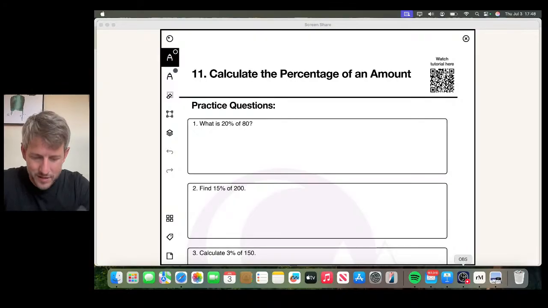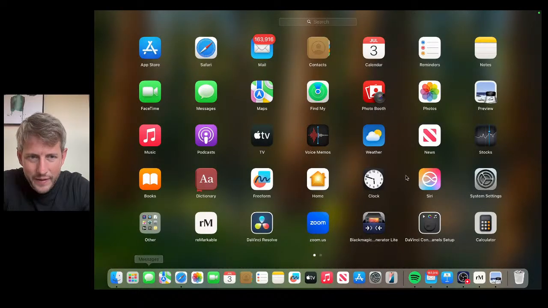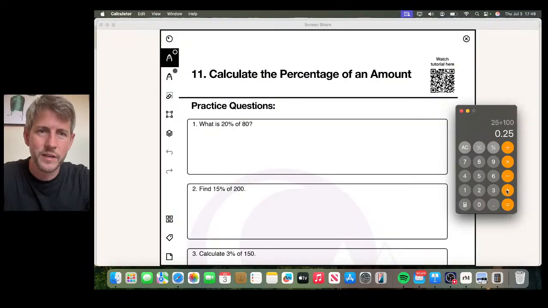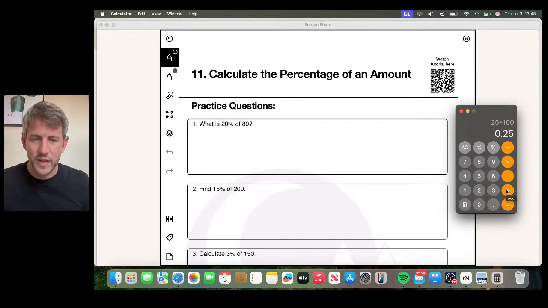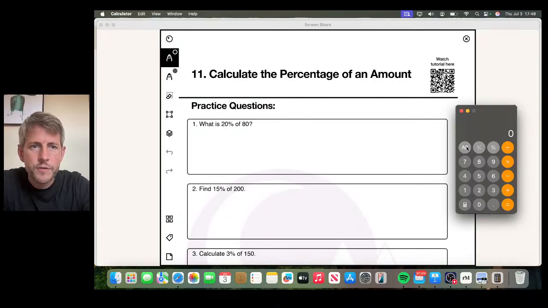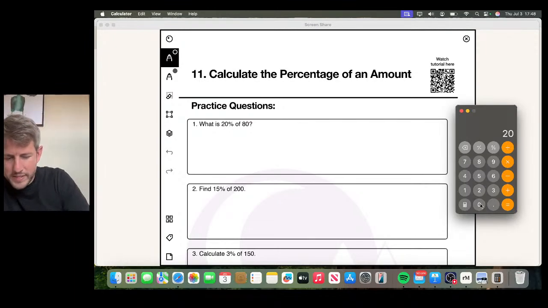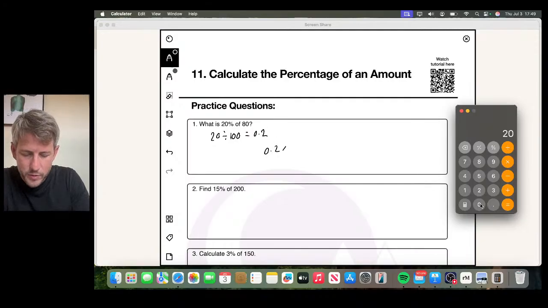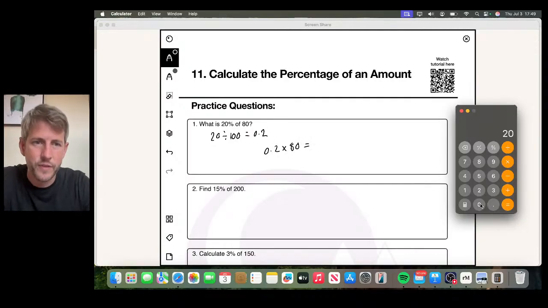And yes, I'm actually going to get out the calculator for these because largely with functional skills maths, we are allowed a calculator. And so I'm just going to use this as an opportunity to get some more calculator practice. So here we go. What is 20% of 80? To find 20% of 80, we do 20 divided by 100, which equals 0.2. And then we can do 0.2 times 80. And let's find out what that is.